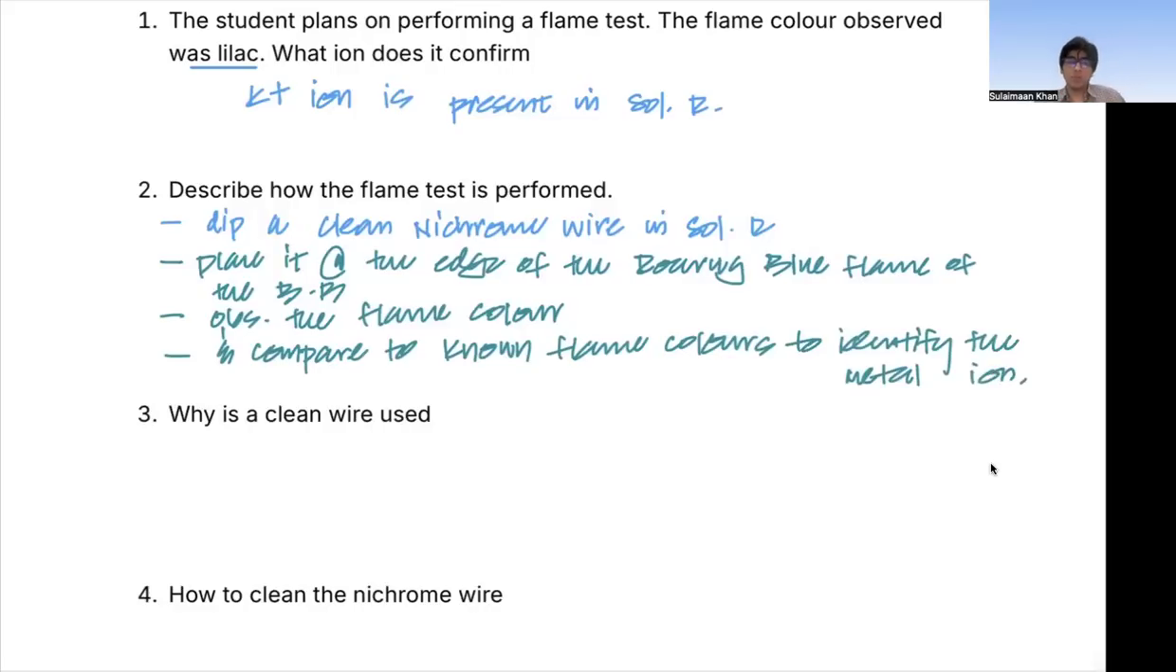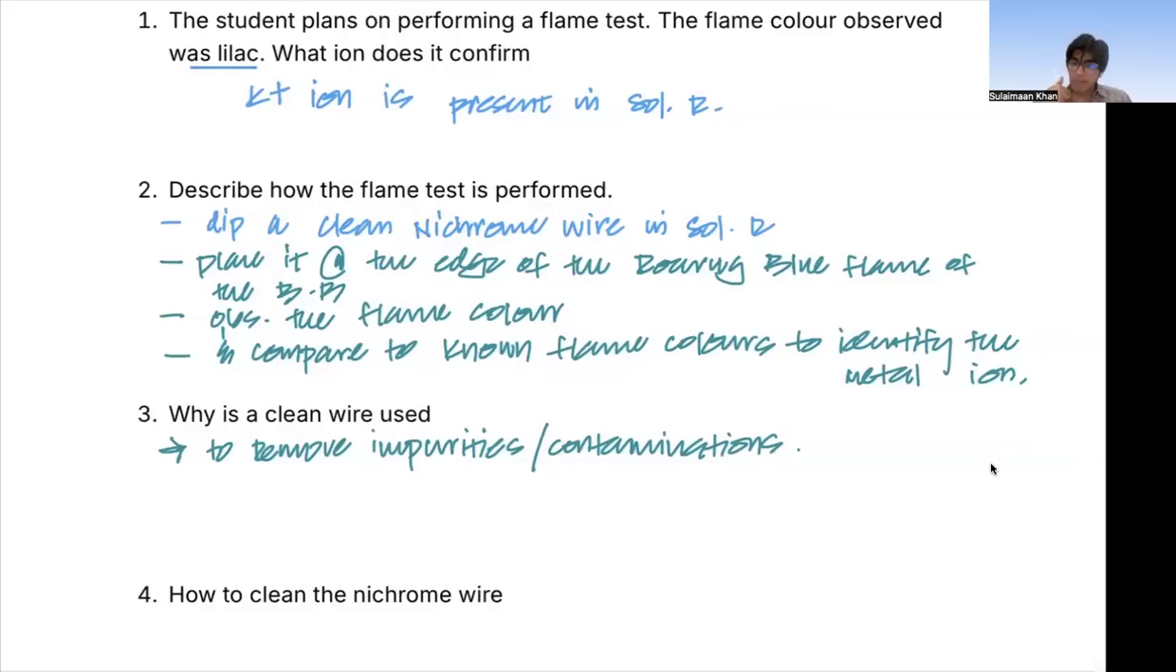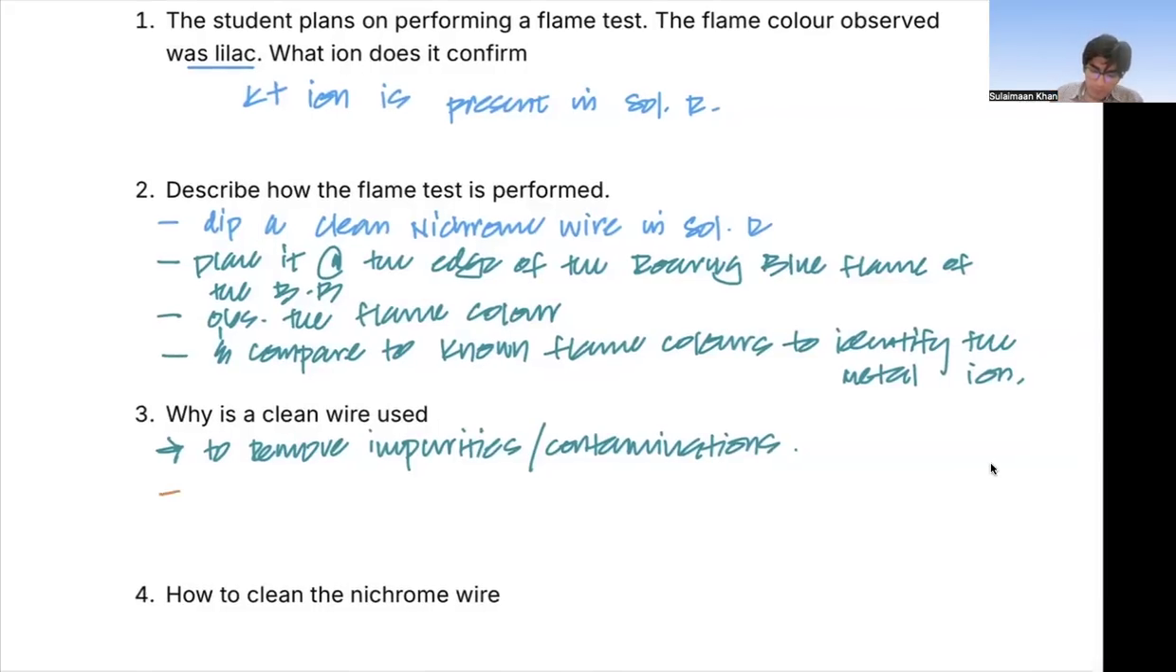Why is a clean wire used? हाँ जी. The clean wire is used to remove any contaminations, right? To remove any potential contaminants, to remove any impurities, you could even say impurities or contaminations. अच्छा, यूजुअली कौन सी इंप्योरिटी होती है? अच्छा, हमें contaminations क्यों हटानी है? Why do we need to remove contaminations?